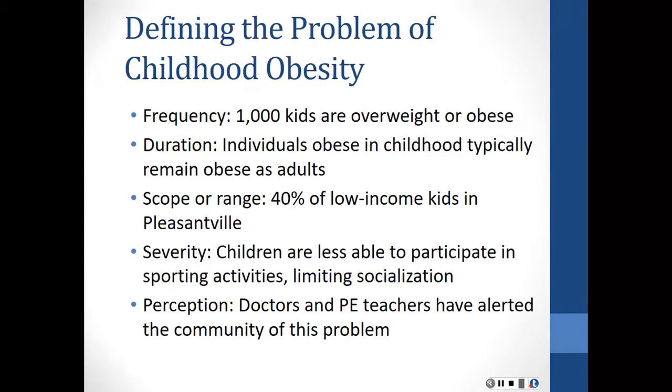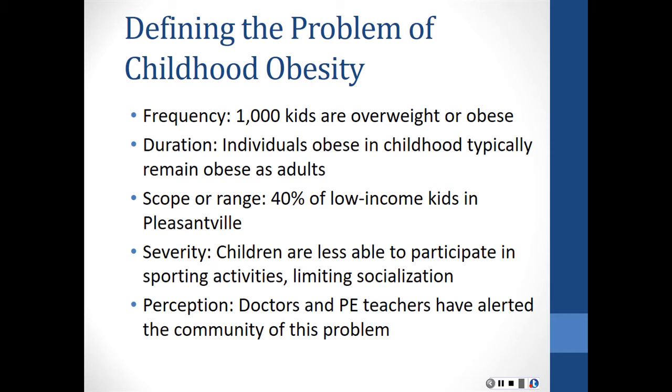So if we're specifically looking at the problem of childhood obesity, so when we're thinking about frequency, so how often it occurs, we can say that 1,000 kids in Pleasantville are overweight or obese. So 1,000 kids are meeting those medical diagnostic criteria for being overweight or obese. The duration is how long is it lasting. So we can say that individuals who are obese in childhood remain obese as adults. So this is a long-term problem. So this isn't just someone is overweight for a year. They're typically overweight for a long period of time. So it's a long duration.